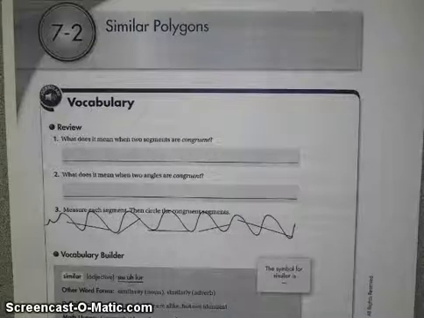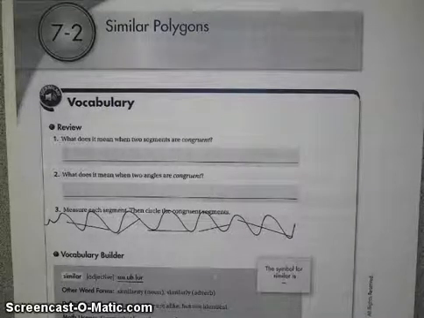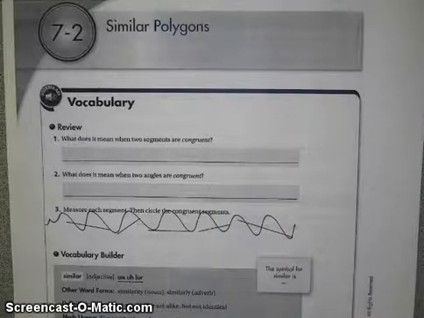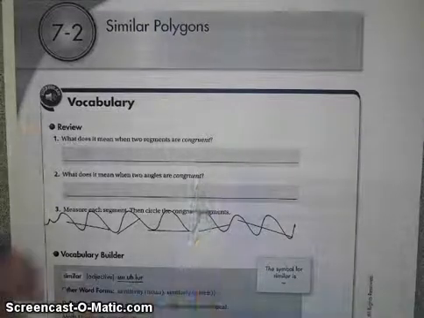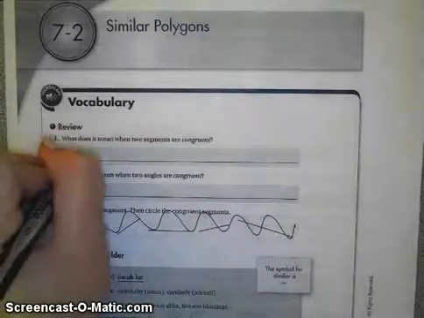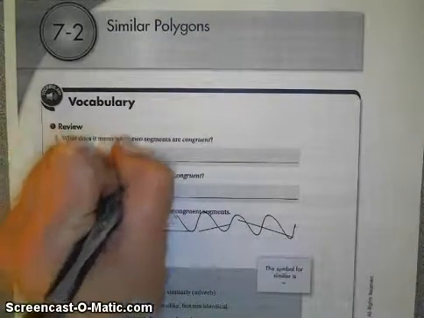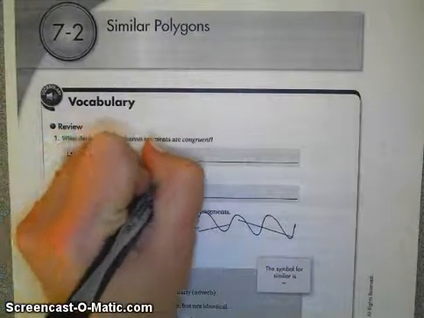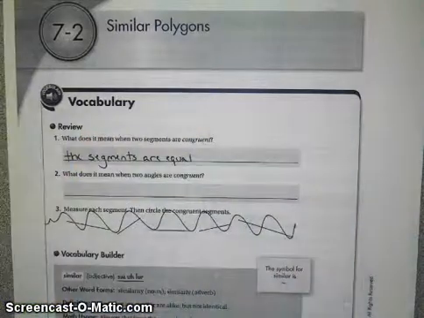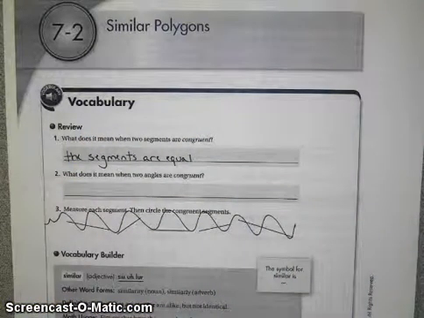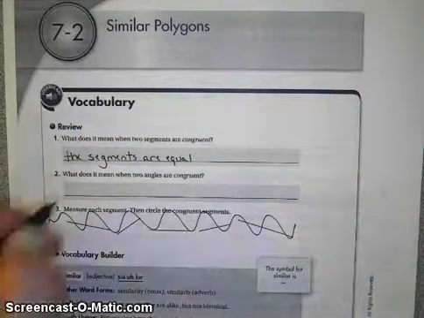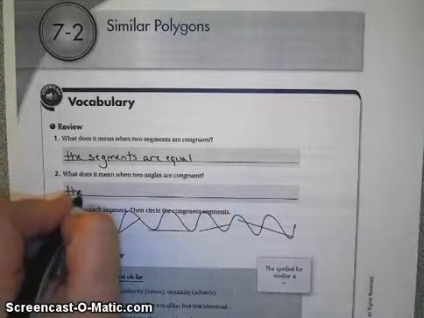These notes are on Chapter 7, Section 2 on similar polygons. So just to quickly review, what does it mean when two segments are congruent? Congruent means equal, so the segments have equal length. What does it mean when two angles are congruent? Again, congruent means equal, so their measures are equal.